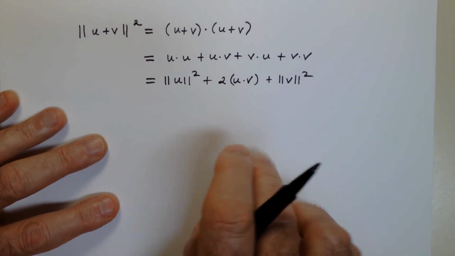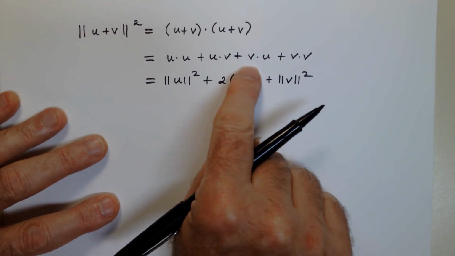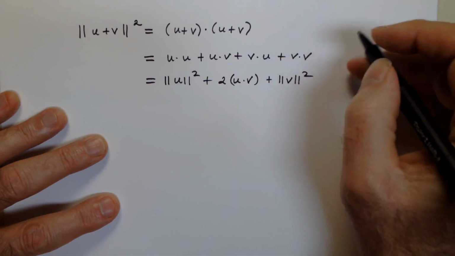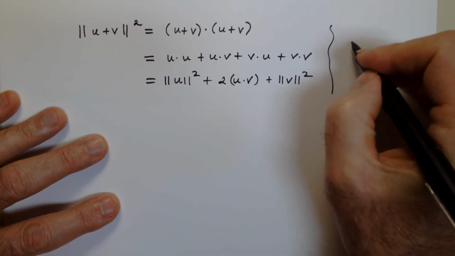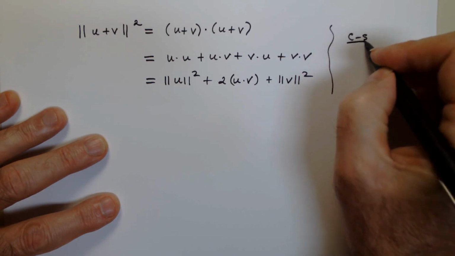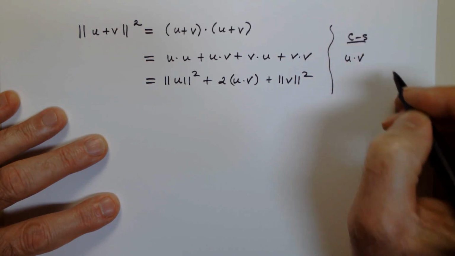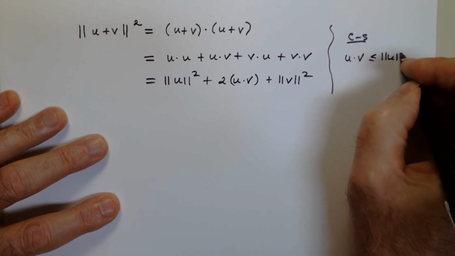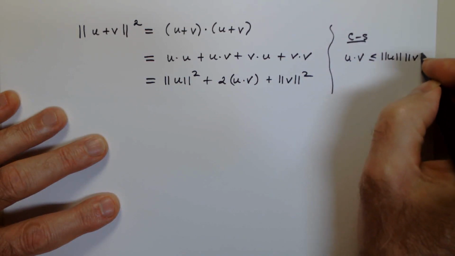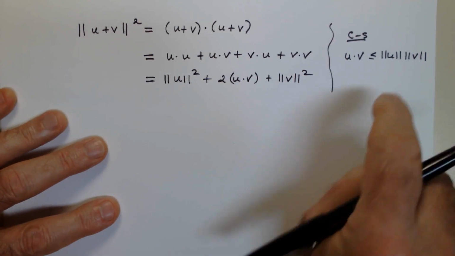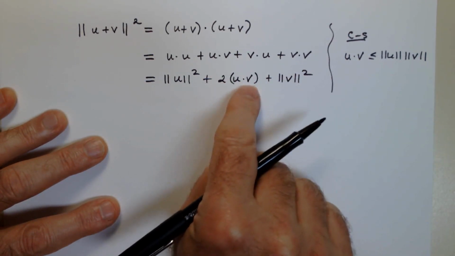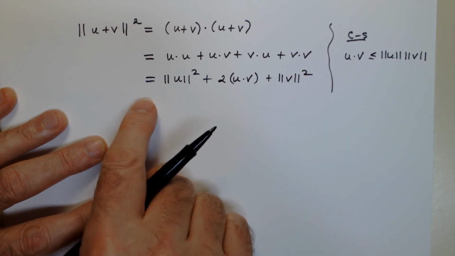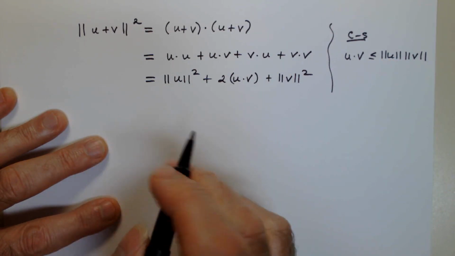Now here's where the Cauchy-Schwarz inequality comes in. This u dot v, I can replace u dot v. Let me just write it off to the side here. The Cauchy-Schwarz inequality says that u dot v will never be bigger than the length of u times the length of v. That's the Cauchy-Schwarz inequality. So it allows me to replace this by the bigger term, length of u times the length of v, which will introduce an inequality here.